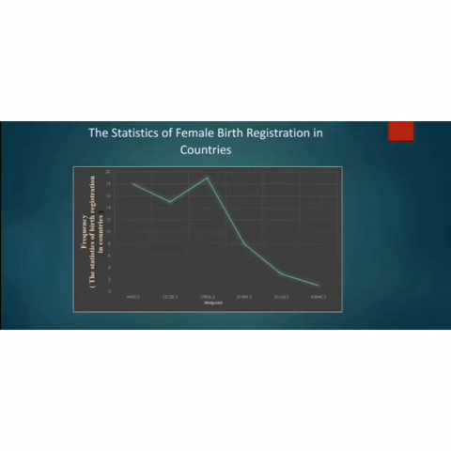The second graph represents the statistics of female birth registration in the country. This graph shows us that female birth registration decreased and then increased at the second point, but unfortunately it started to decrease again.